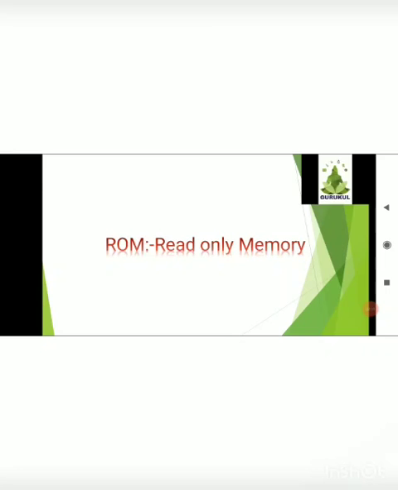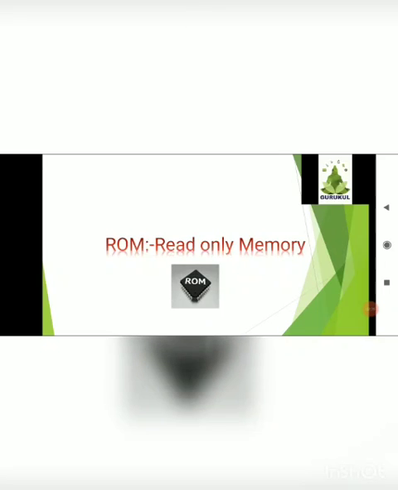Although the ROM is a part of the primary memory, the data and information saved in the ROM will not be erased or lost if the computer system is turned off. This is the diagram of the ROM.